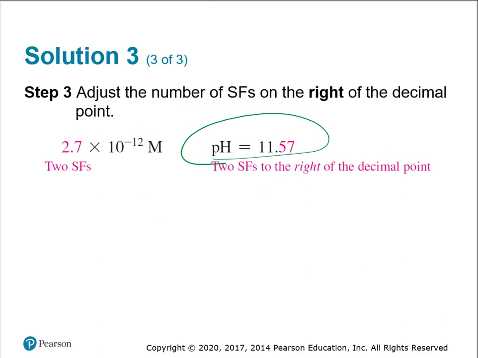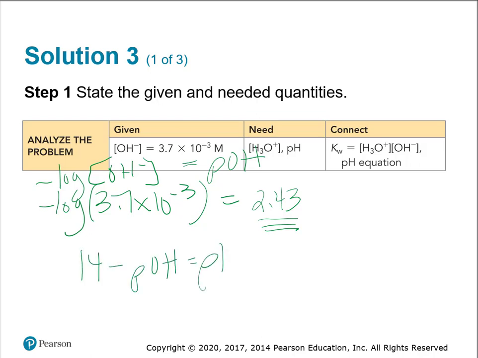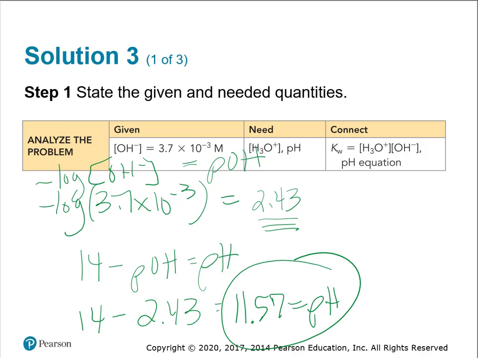Let's do it the other way. If I find the negative log of the hydroxide ion concentration, that would give me my pOH. And the negative log of 3.7 times 10 to the negative 3 is 2.43. Then, to find the pH, we do 14 minus the pOH. That'll give us our answer. So let's try 14 minus 2.43, and that would give us 11.57.